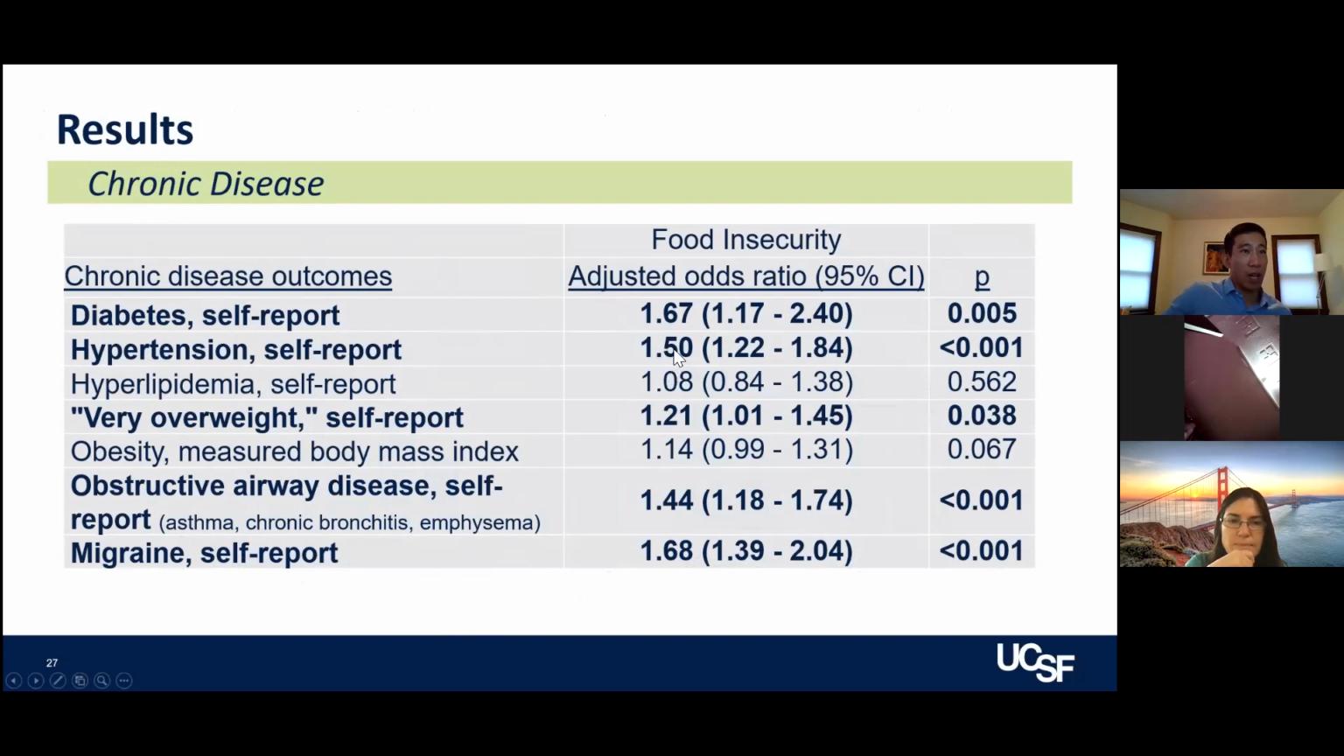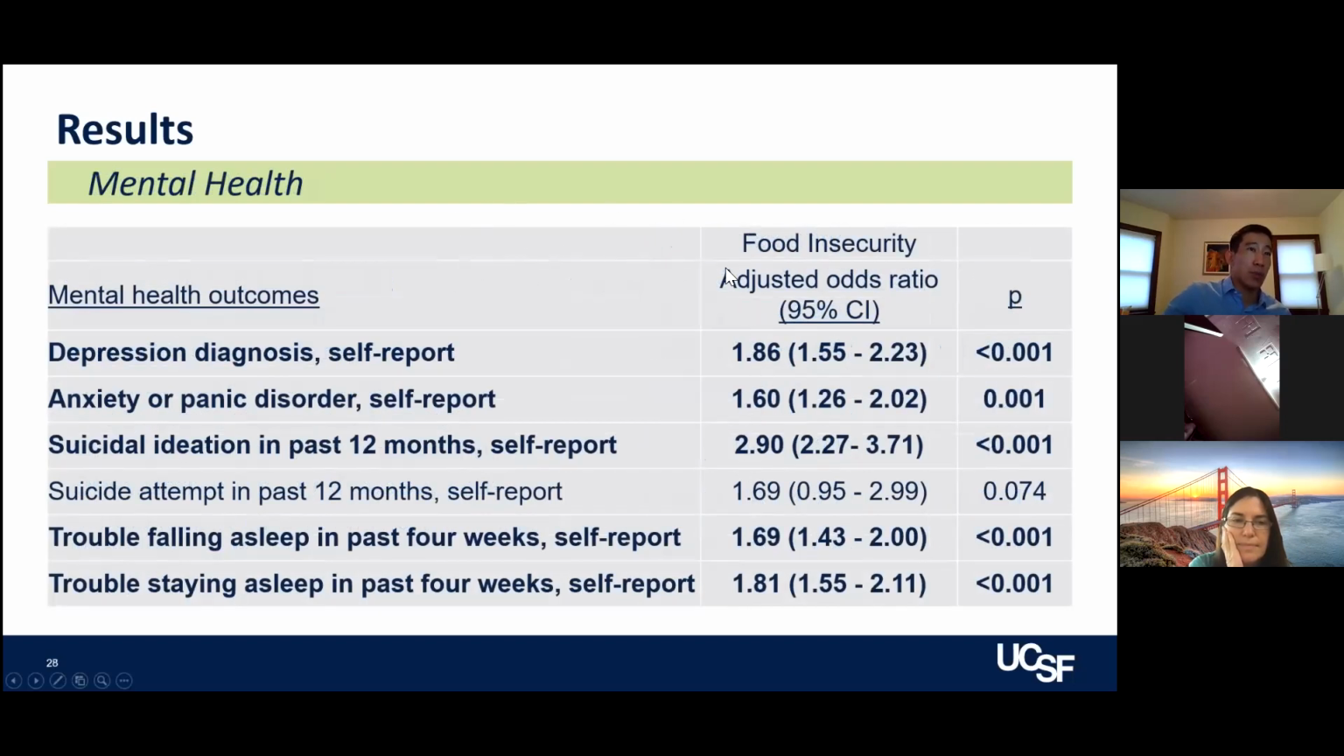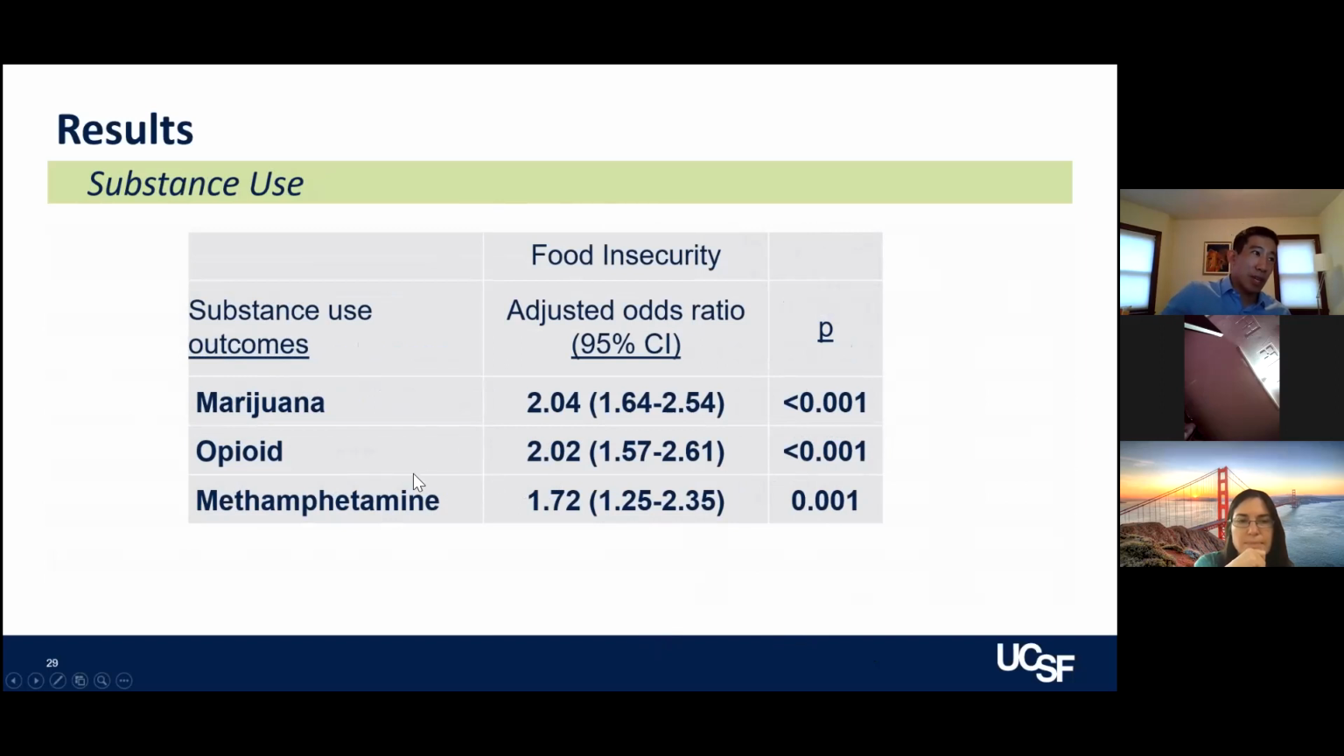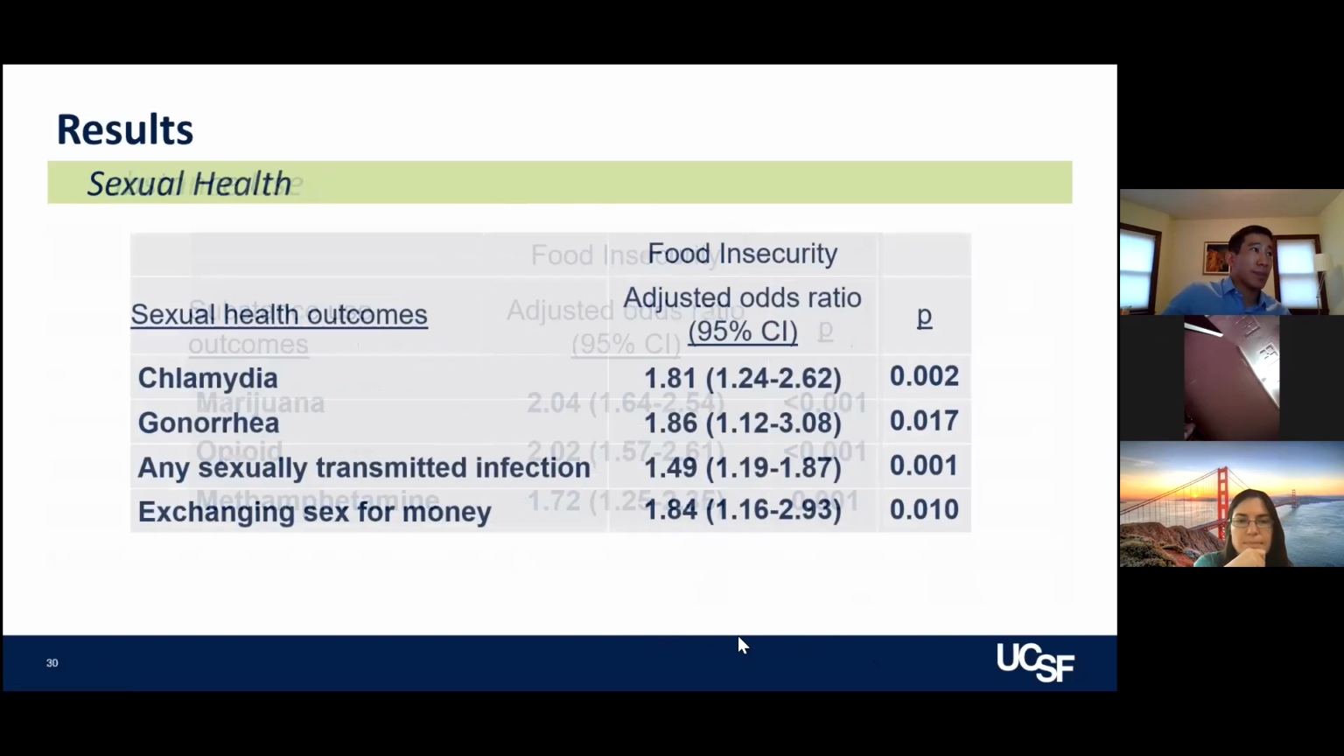That's just a little bit of a visual, but we also look at the adjusted odds ratios that adjust for all of those confounders we were talking about, like socioeconomic status and some other behaviors. We still see that food insecurity was significantly associated with higher odds of diabetes, hypertension, being very overweight, obstructive airway diseases like asthma, bronchitis, or emphysema, and migraines, as well as poor mental health outcomes like depression, anxiety, suicidal ideation, trouble falling asleep and trouble staying asleep, substance use like marijuana, opioids, and methamphetamines, and also sexual health outcomes, so higher odds of chlamydia, gonorrhea, and any sexually transmitted infections, as well as exchanging sex for money.